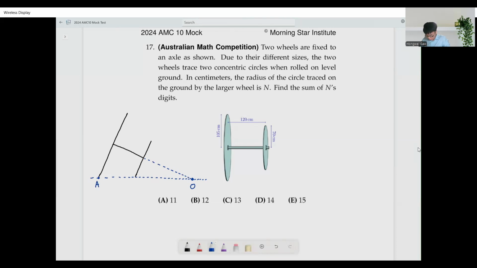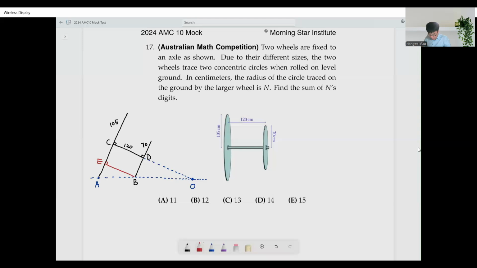All right, we use this given data. For the larger wheel, the radius is 105 centimeters. The smaller wheel has radius 70. And here's 90 degree, 90 degree. The axle has length 120 centimeters. So we call this B, C, D. So we can draw a line passing through B that is perpendicular to these wheels. Let me call it E.